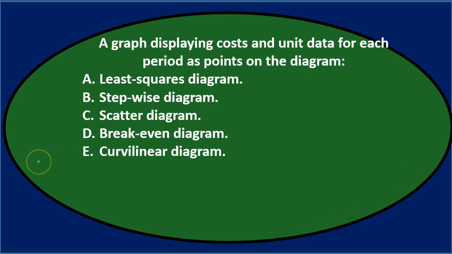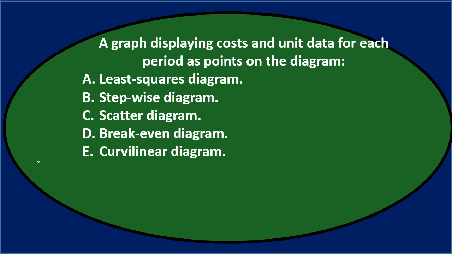Okay, next question. A graph displaying cost and unit data for each period as points on the diagram: A, least squares diagram, B, stepwise diagram, C, scatter diagram, D, break-even diagram, E, curvilinear diagram. Let's go through this again. Process of elimination. A graph displaying costs and unit data for each period as points on the diagram.